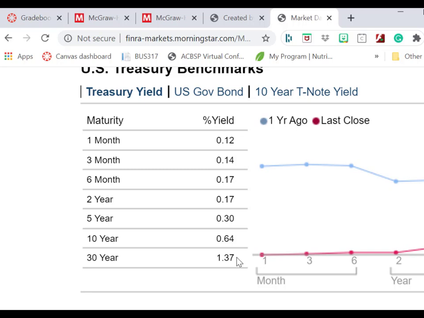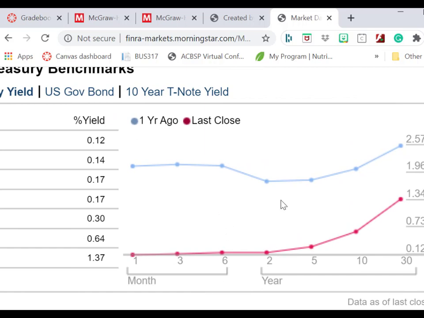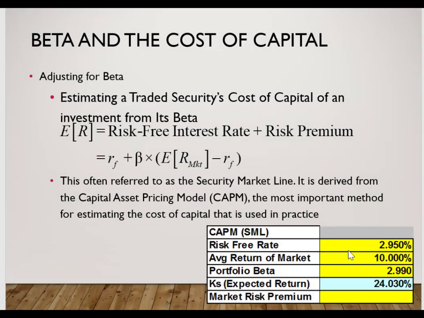Now, typically, for the risk-free rate, since we're talking about stocks, we're going to want to use a 20 or a 30-year rate. So the 30-year works fine here. It's 1.37. And if you notice, a year ago, rates were much higher. They were almost double last year. So interest rates right now are extremely low on the risk-free side. So again, you can go to FINRA and find that. We would use the number 1.37 as the risk-free rate.